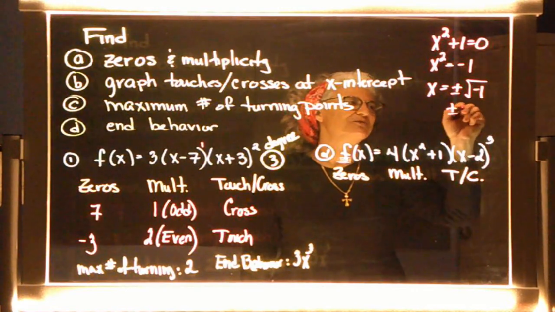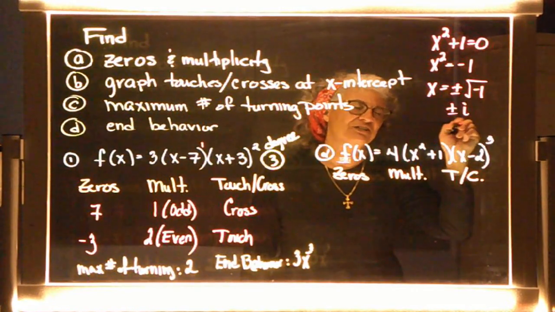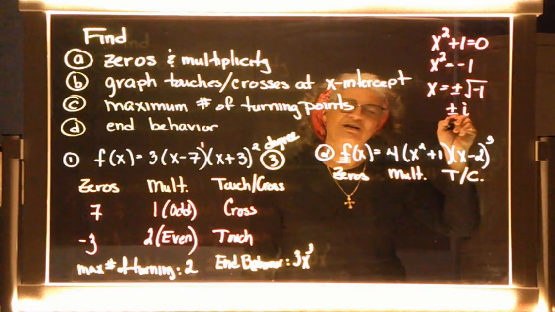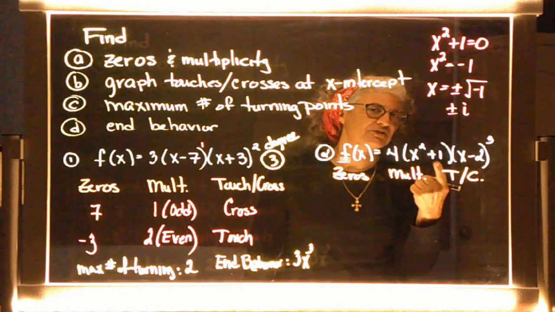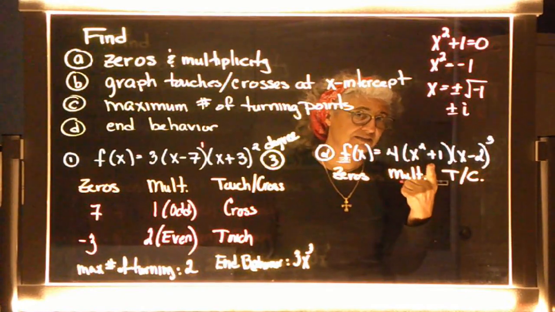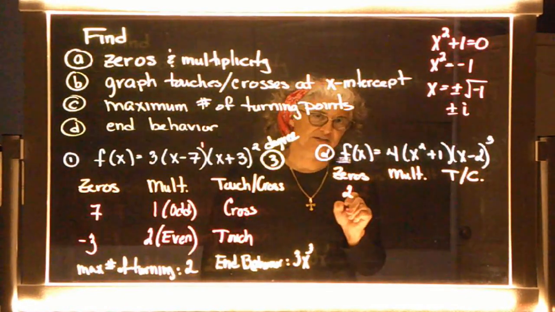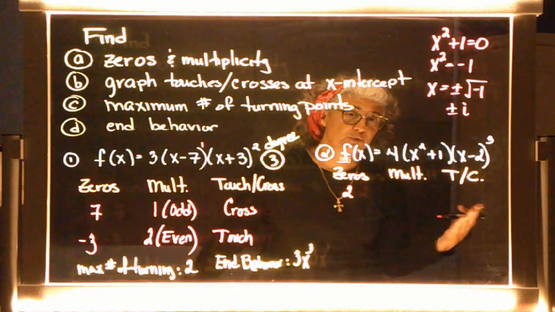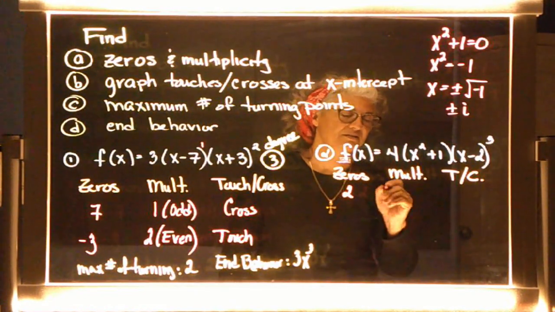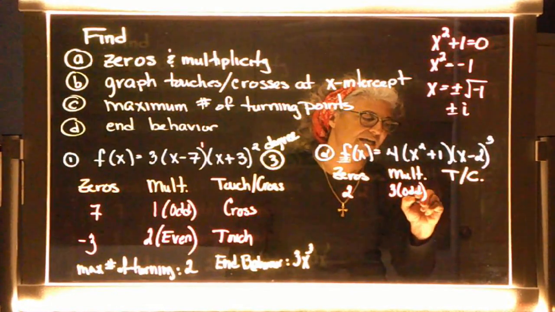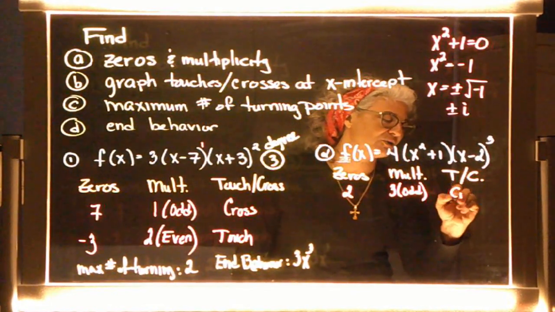Because this gives you plus or minus i. That's an imaginary number. So does this give me a real solution, a real 0? Nope. So there's no real 0 coming out of this first one. So forget that one. How about the second one? Yeah, that's a 2 coming out of there. And since that's my only 0, what's its multiplicity? Good, it's a multiplicity of 3, which means it's odd. And it is going to cross.